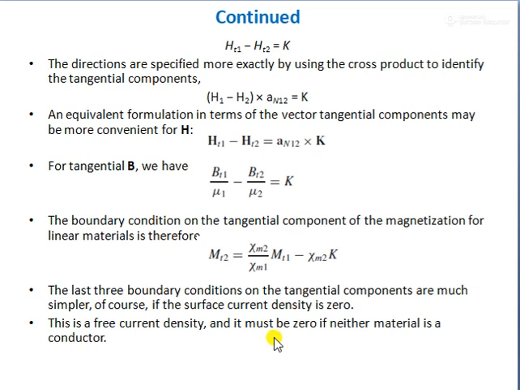This is about the boundary conditions for the tangential components Ht1 and Ht2 and Bt1 and Bt2. Therefore this is about the total magnetic boundary conditions.